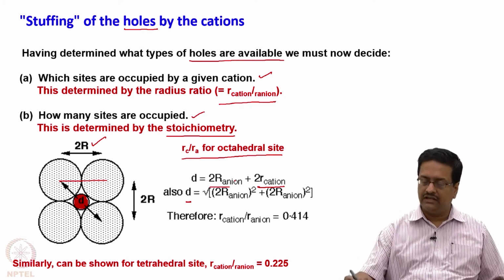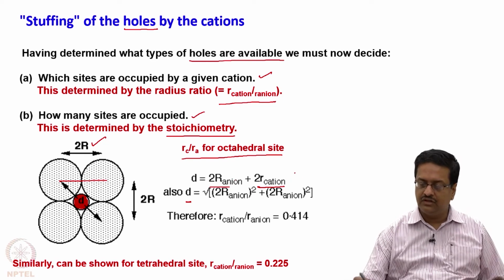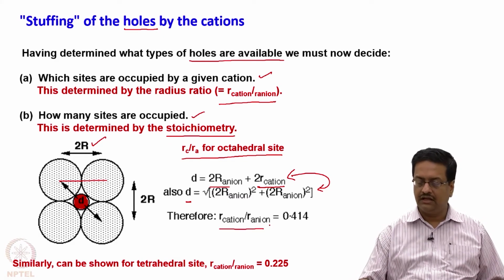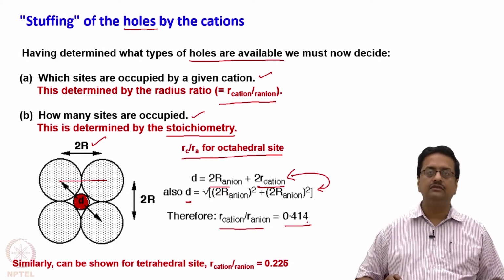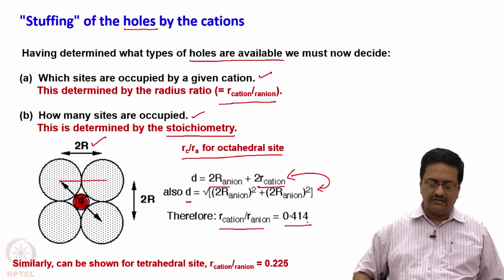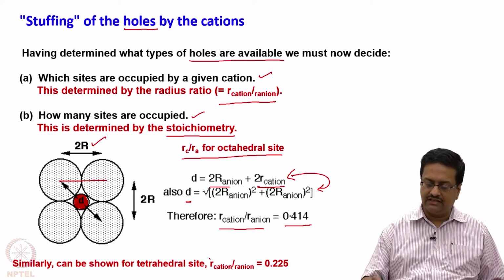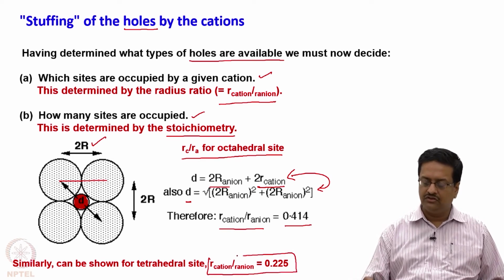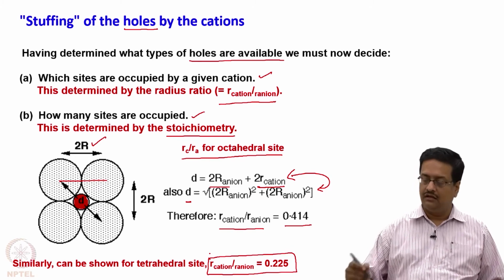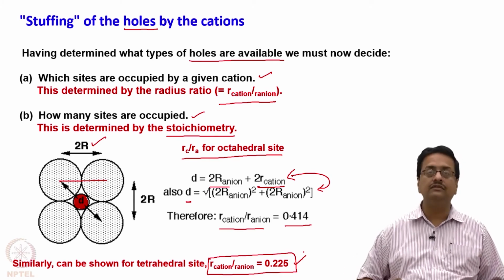Therefore, we can equate these 2 equations and calculate the ideal value for cation to anion radius ratio for an octahedral site. In the same manner, it can be shown for tetrahedral site, the value is 0.225. I would like to leave it to you to determine how you can calculate this value.